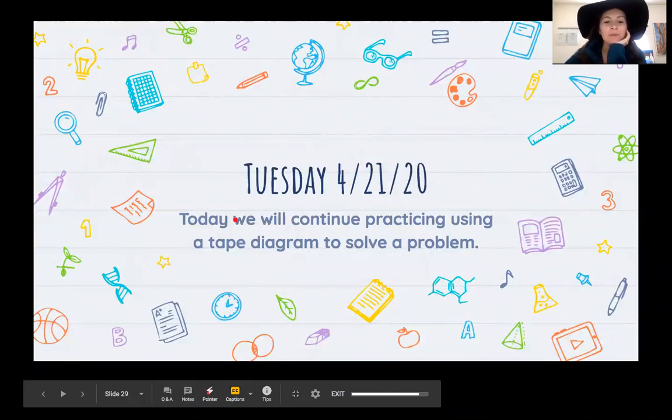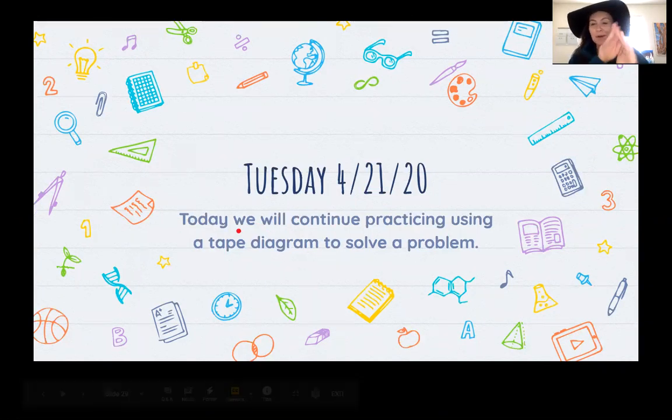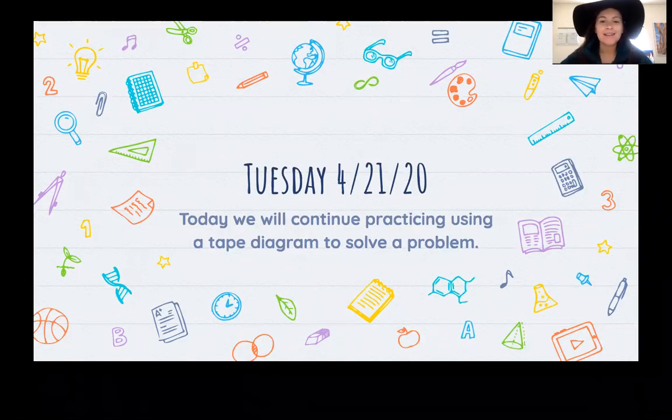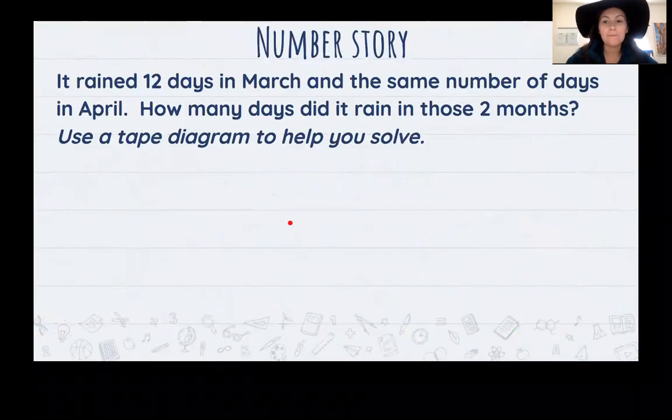And today, this is a little bit of a mistake. Today we're going to continue practicing our shapes, so don't worry about reading that right there. That was last week's. All right, but before we can do that, let's get started with a little bit of a number story. We're going to hop straight into it today.